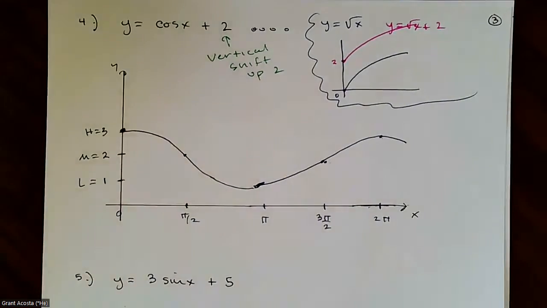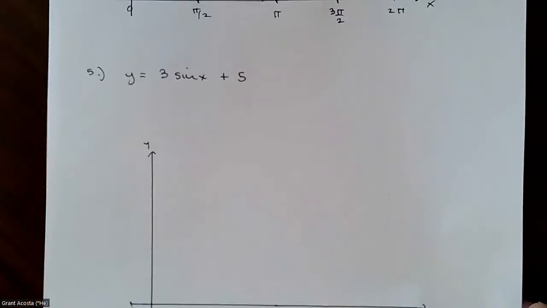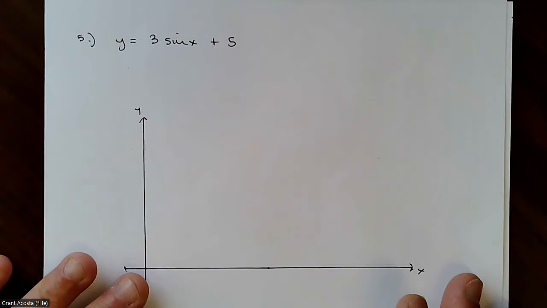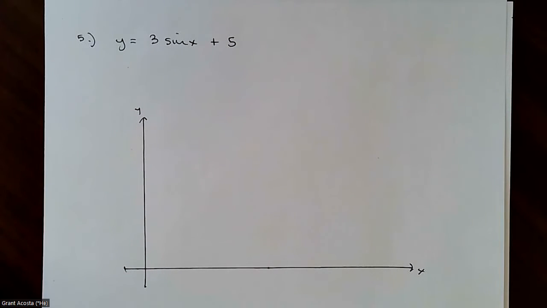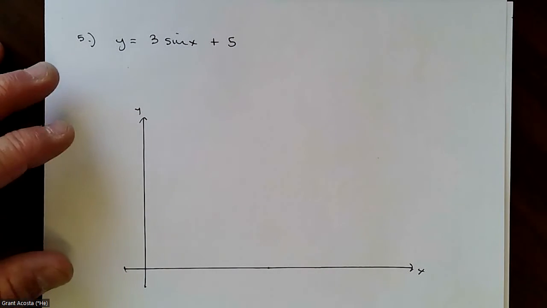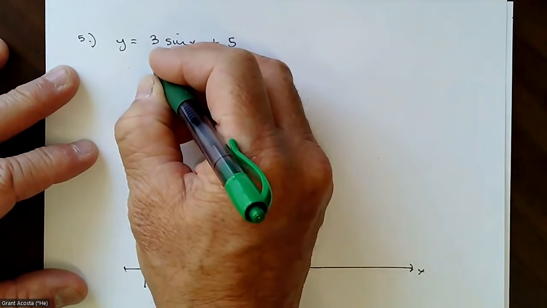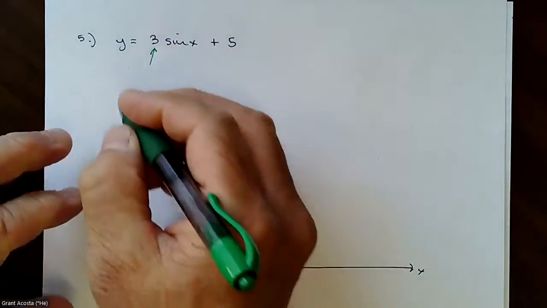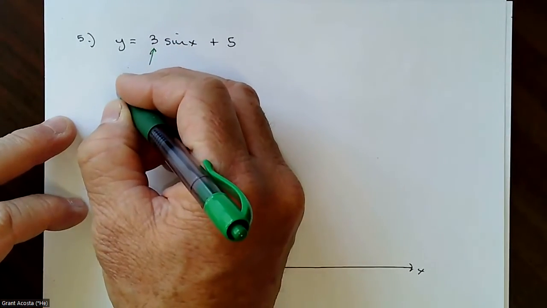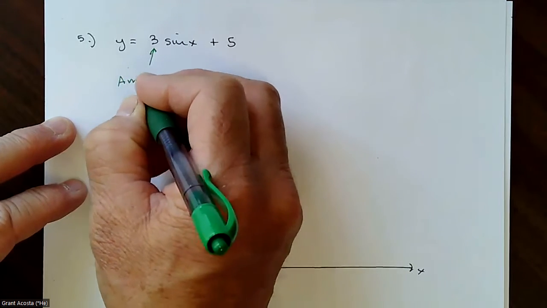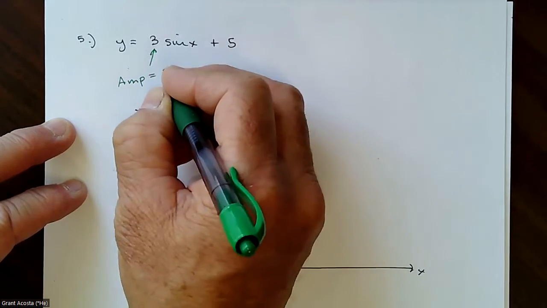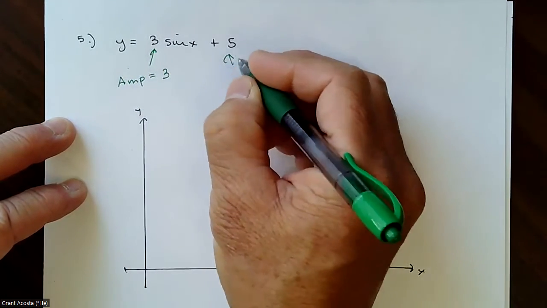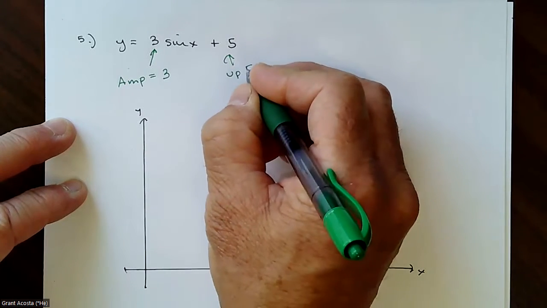Okay, so now we can put some of these things together. Let's look at the graph of y equals 3 sine of x plus 5. We now can identify the 3 as a vertical stretch, which is going to affect my amplitude. Sometimes we just use AMP. So my amplitude is going to be 3. This plus 5 is going to move my entire graph up 5.